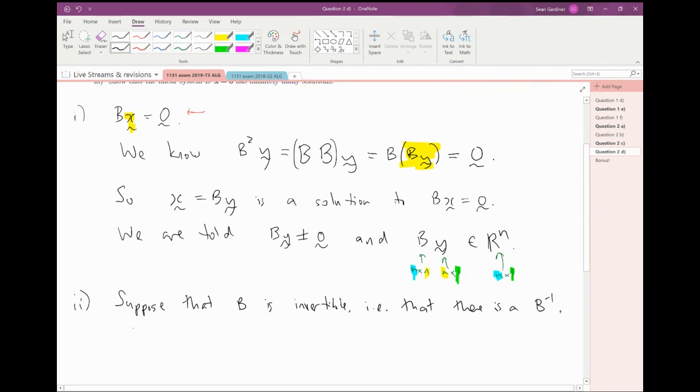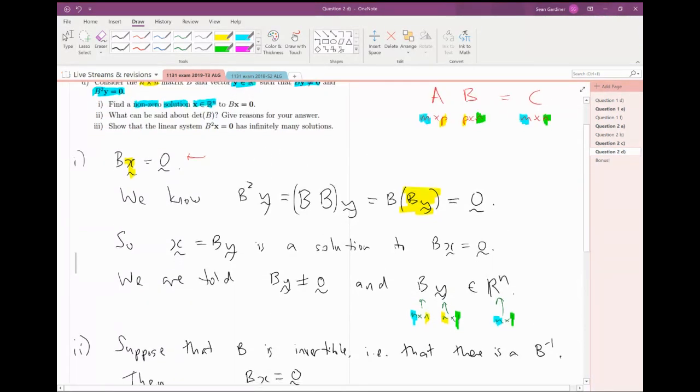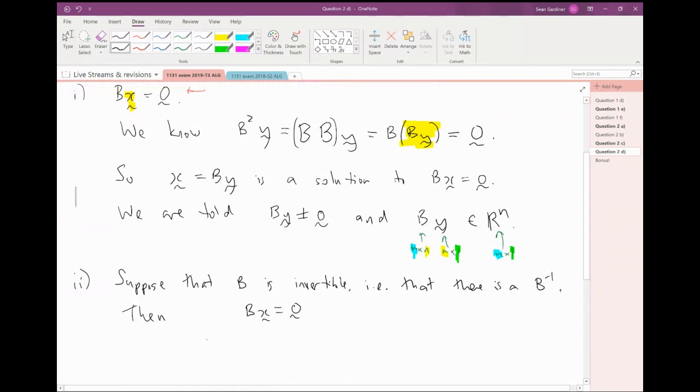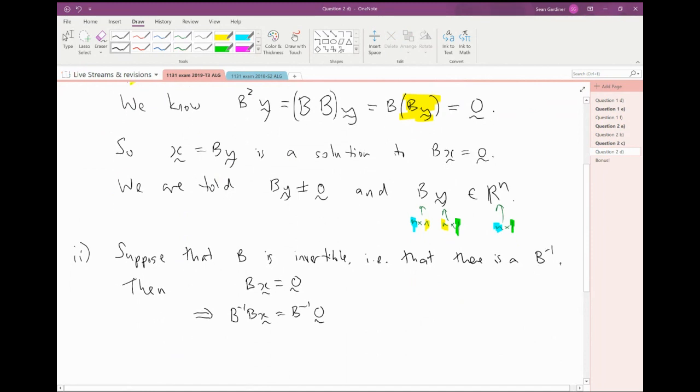Well, if that's true, then if I start again with the equation that part 1 was interested in, this equation Bx equals 0, once I assume that there is an inverse for B, I can pre-multiply both sides of the equation by B inverse, right? And why is that useful? What will I get as my next line here? Someone in the chat?